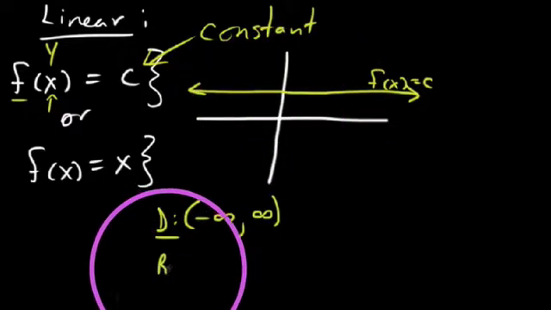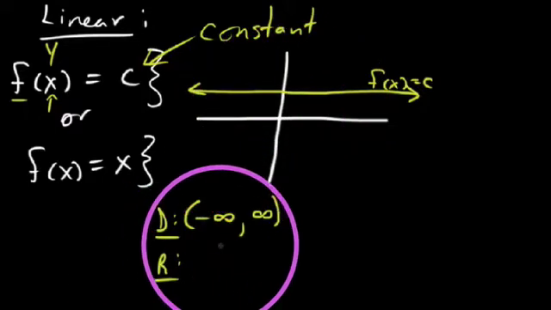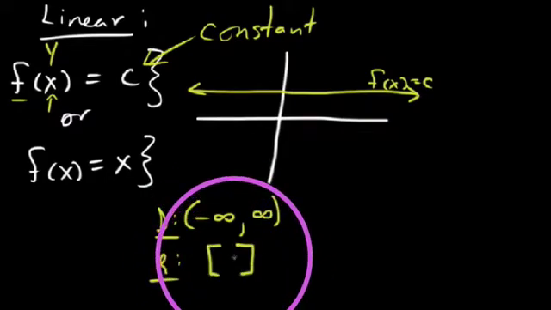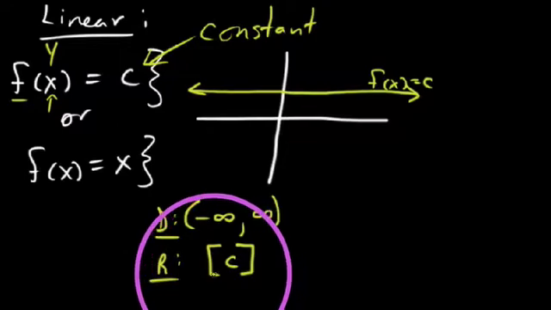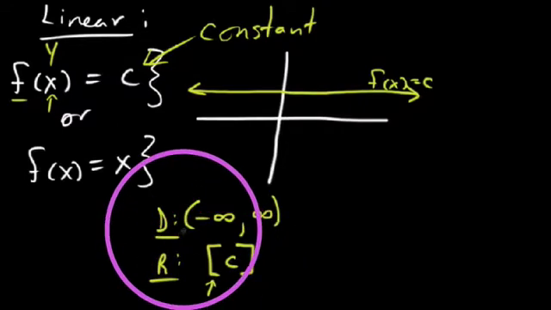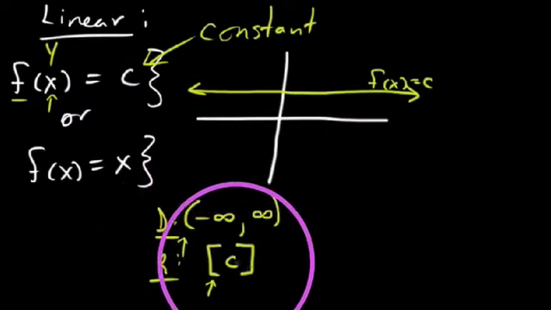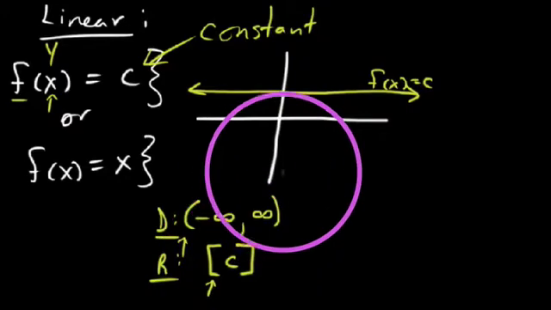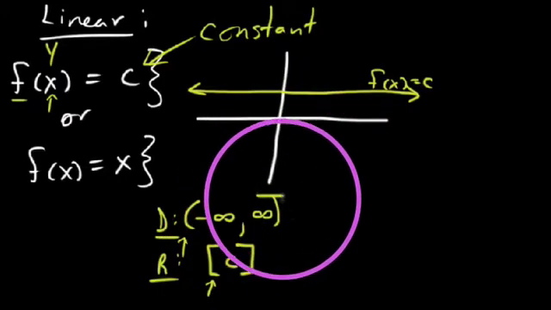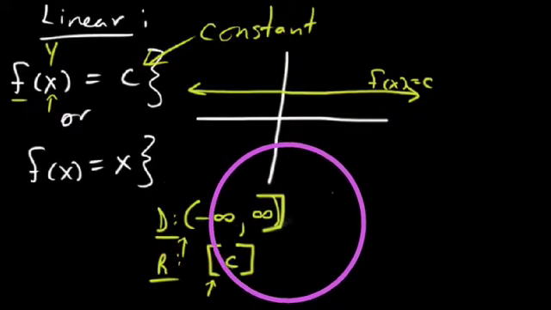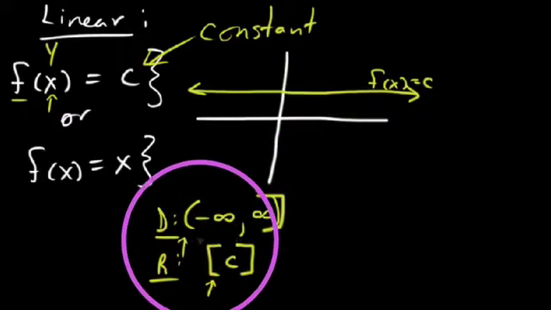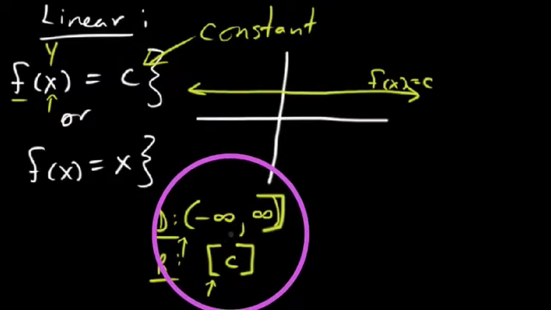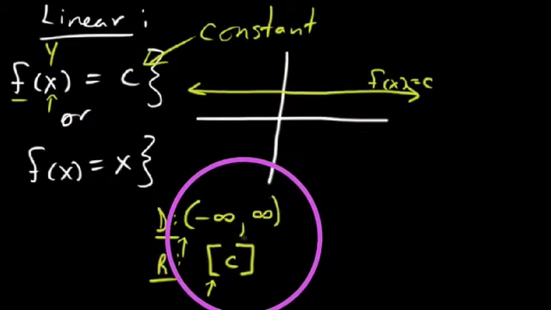And the range is really interesting. It's going to be a one set value, okay? And that set value is going to be at a height of c. You're going to notice here I used closed brackets as opposed to parentheses. All this means is that it includes c. If I would have used a bracket next to infinity, it would have meant up to and including infinity. But of course, we know infinity is not a set finite value. It's just a concept, okay?